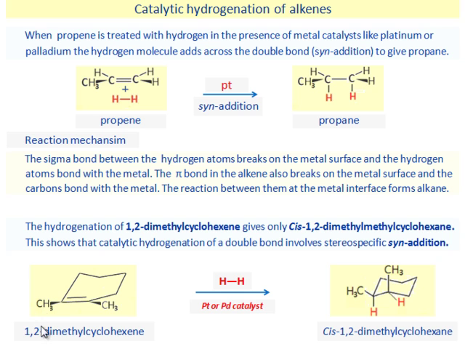The hydrogenation of 1,2-dimethylcyclohexene gives only cis-1,2-dimethylcyclohexane. This shows that catalytic hydrogenation of a double bond involves stereospecific syn addition.